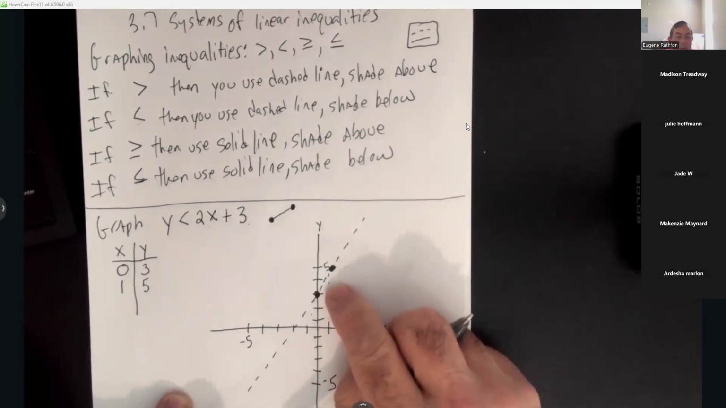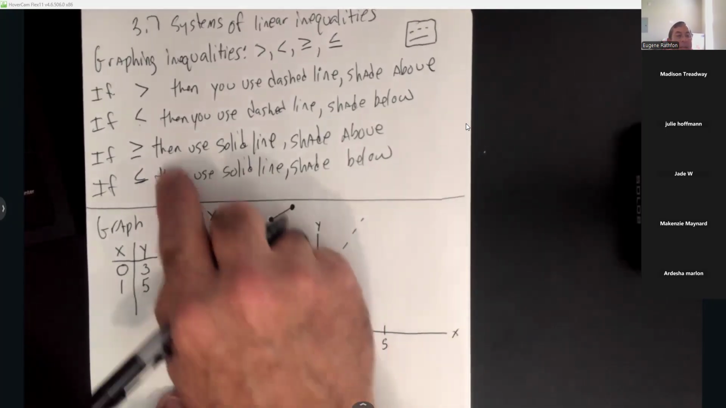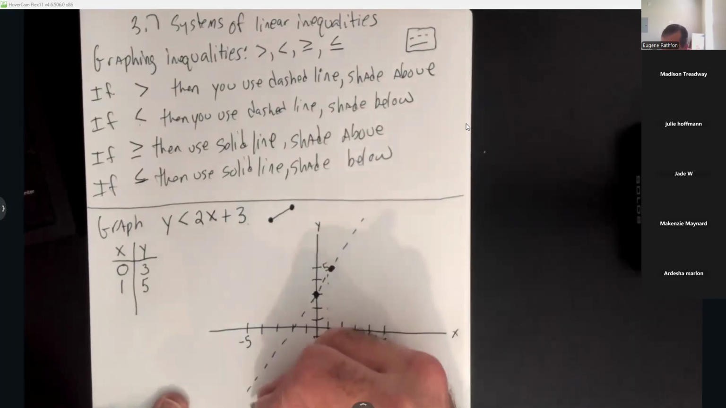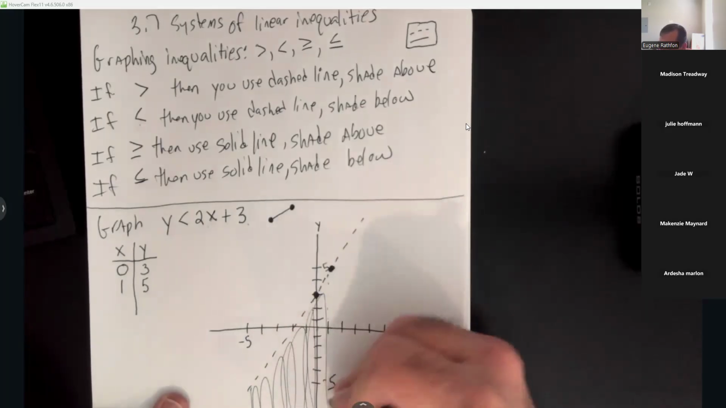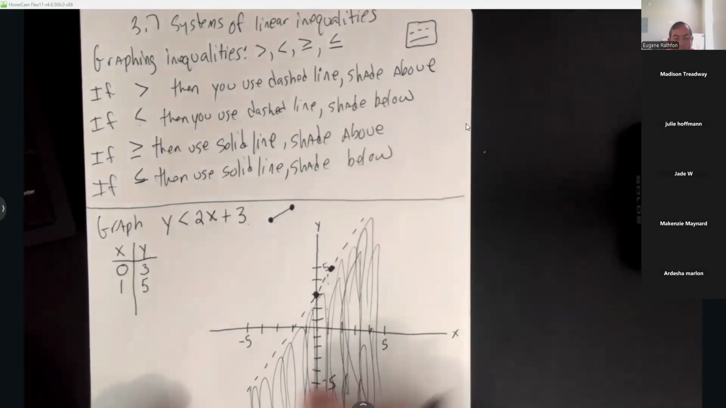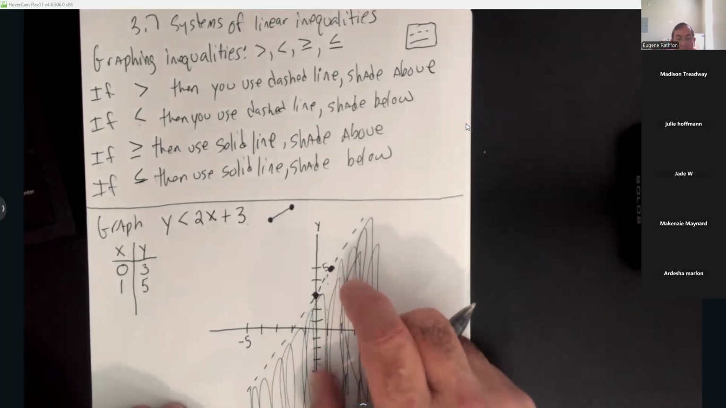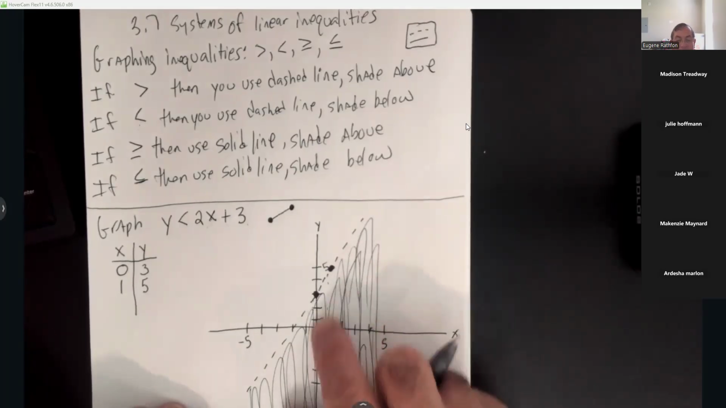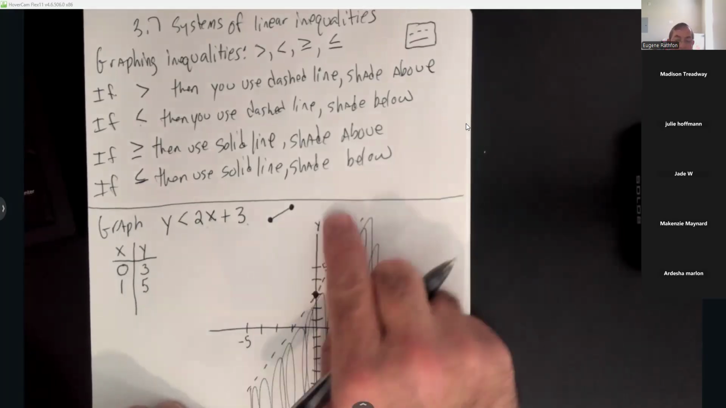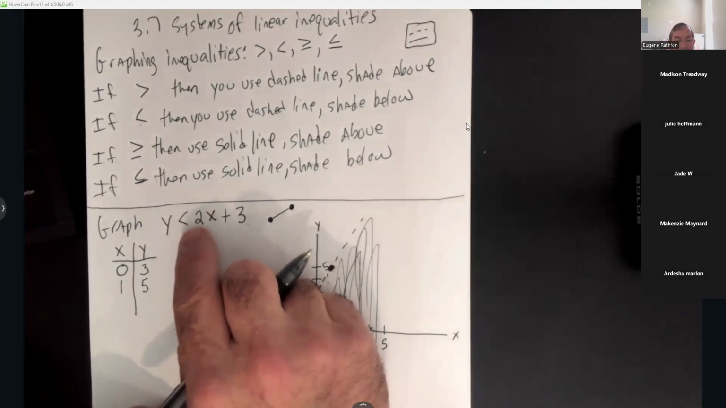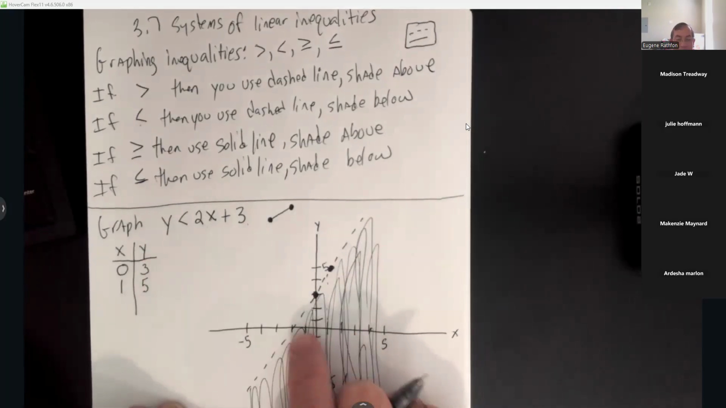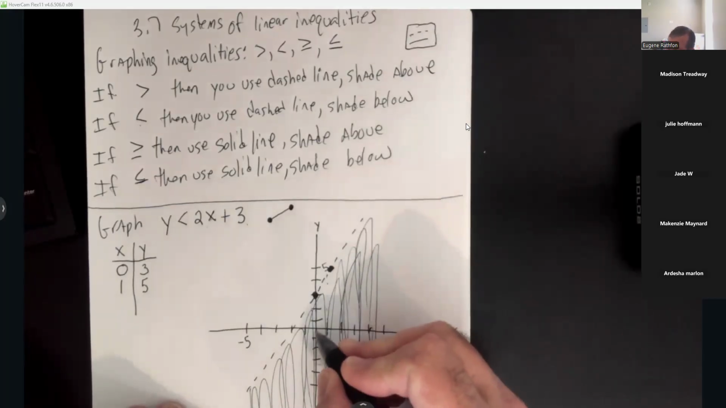So my dashed line goes down through there. Now, less than, it said shade below. So I'm going to shade below this line. So what this means, this shaded area, any point in this shaded area will make that true when you plug them in. Any point that's not shaded will make that false. So anything that we shaded here makes that true if you plug these points in.